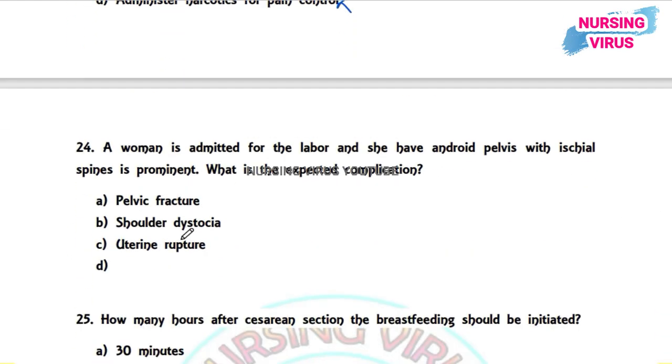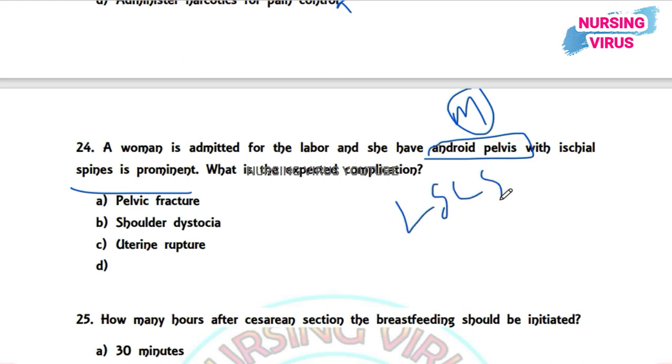In question 24, a woman is admitted for labor and she has an android pelvis with a prominent ischial spine. What is the expected complication during childbirth? The android pelvis, we know, is a kind of male pelvis. The options are pelvic fracture, shoulder dystocia and uterine rupture. During delivery, when a woman has an android pelvis, mostly they go with LSCS preference. But if they are delivering, unfortunately uterine rupture is very common in case of android pelvis.